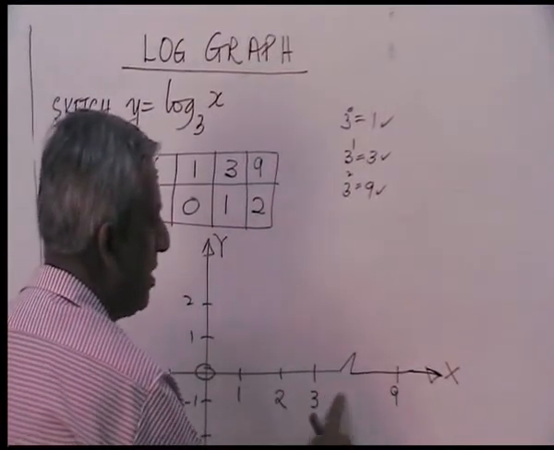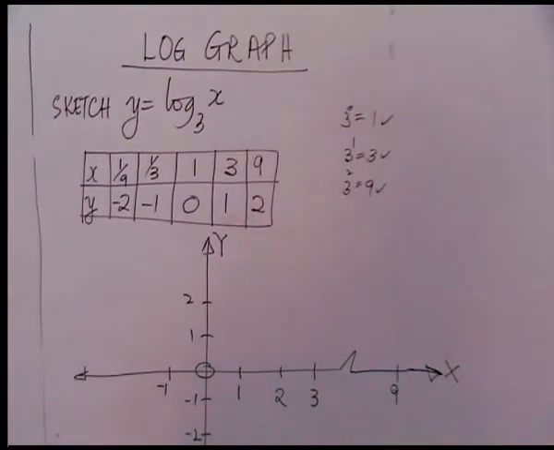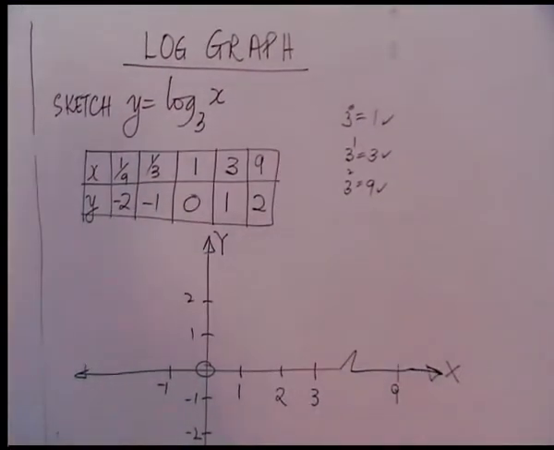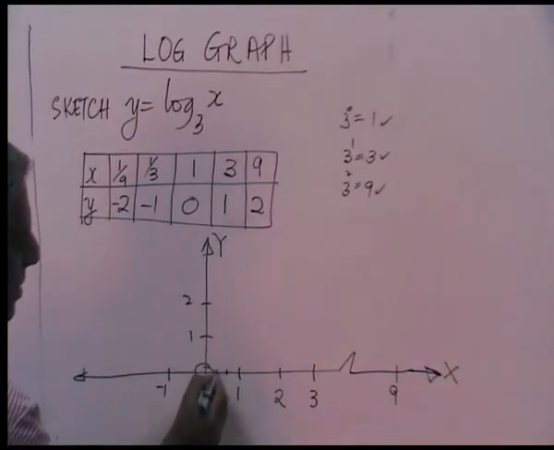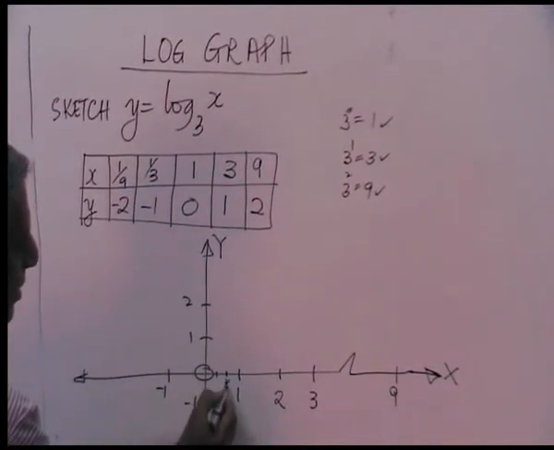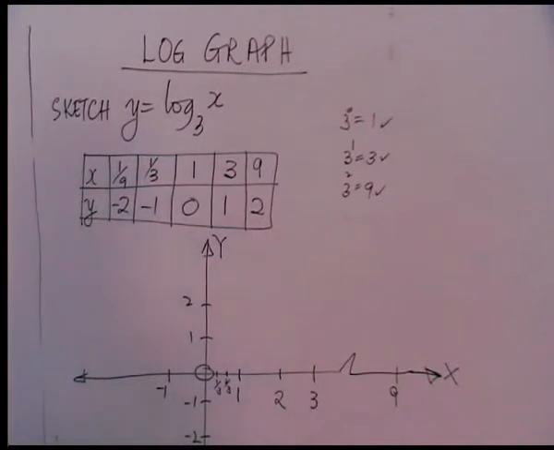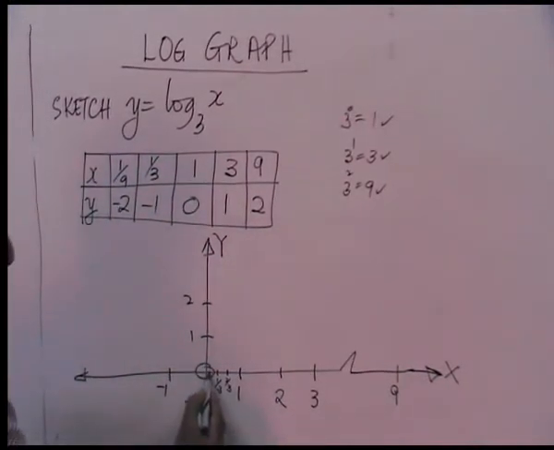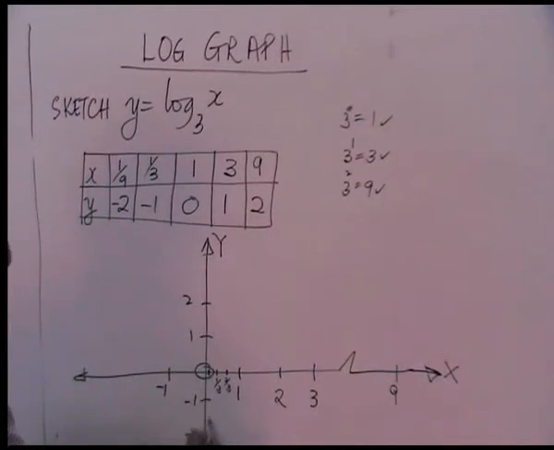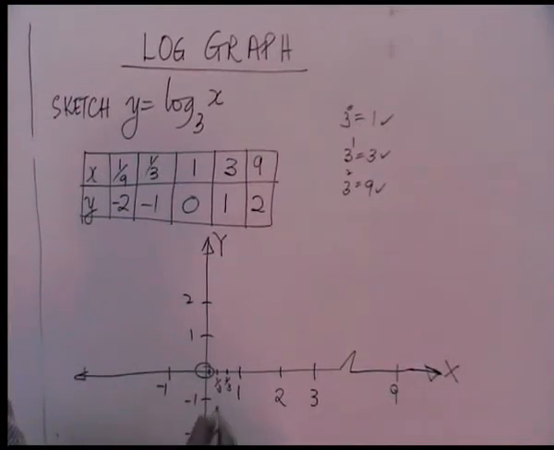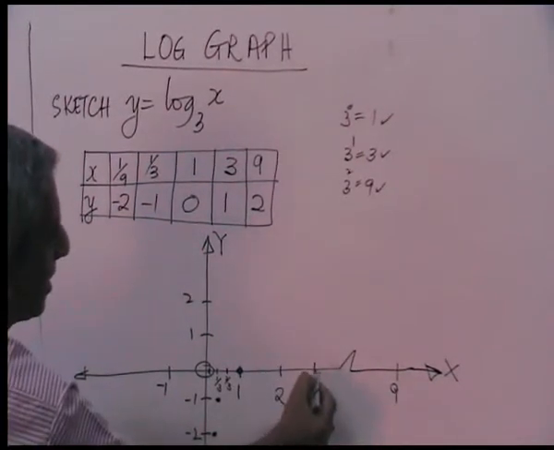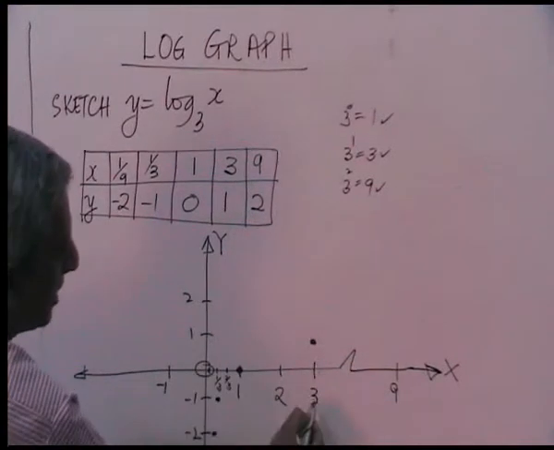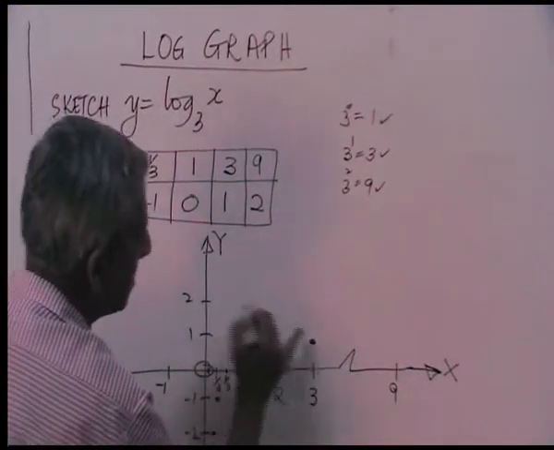So when I do that, I'm telling you that I have left out the other numbers, right? So let's see. You got your 2/3, you got your 1/3 over here, right? That will be 2/3, that will be 1/3. So 1/9 will be somewhere here. When it's 1/9, it is minus 2. When it is 1/3, it is minus 1. When it is 1, it is 0. When it is 3, it is 1. When it's 9, it is 2.